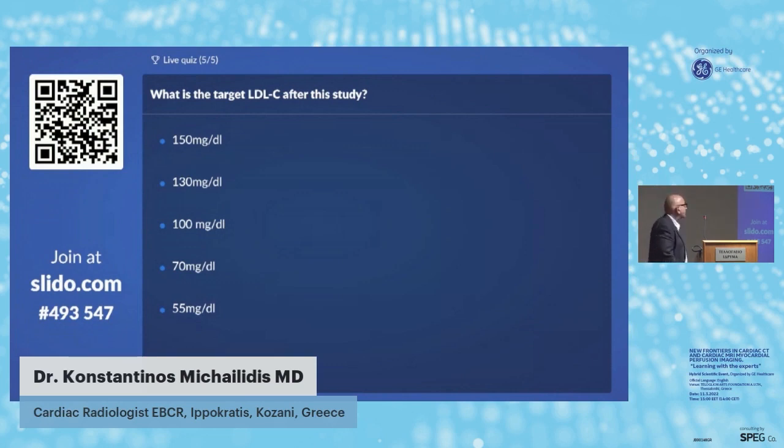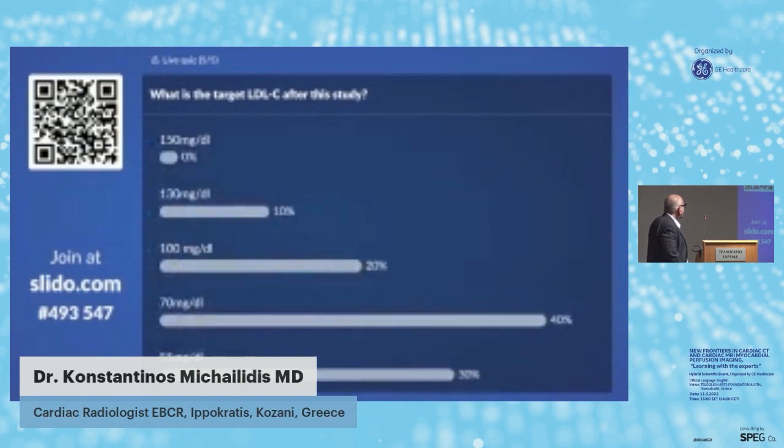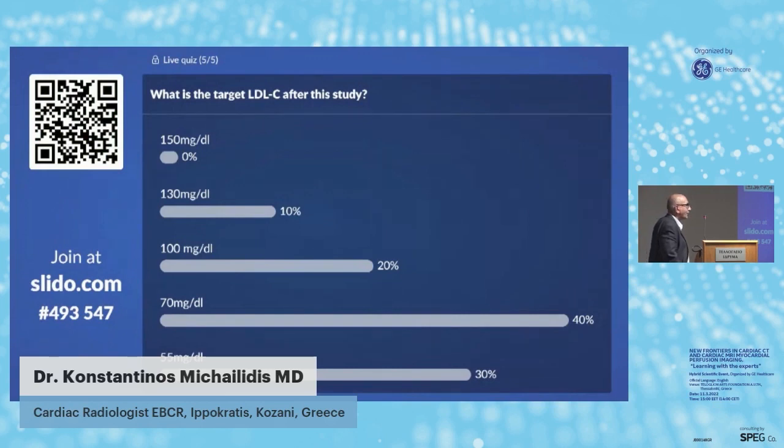Are we ready? Okay, we can see the answers. 70 is 40%, 55 is 30%. Unfortunately, that means I did not convey my messages well. In every single question that I asked, most of the audience was wrong. Probably I make wrong questions, because I'm sure that they know more than me.